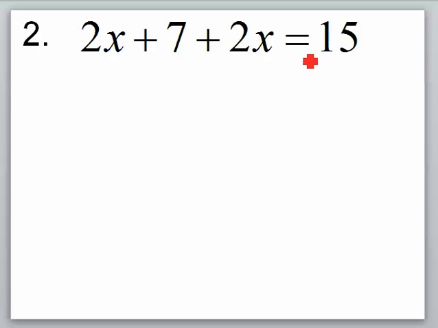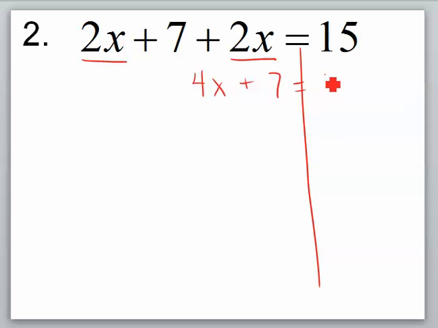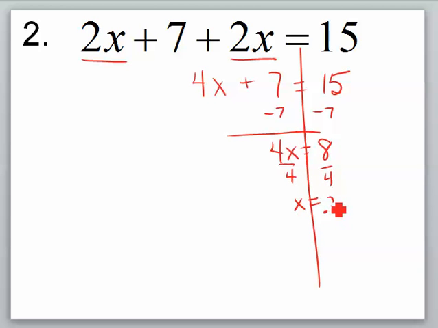The next problem I want to look at has all my variables on the left-hand side. What I can do is go ahead and combine those like terms together. So I end up getting 4x plus 7 equals 15. And now it's the same problems that we have been working with. We can subtract 7 on both sides and get 4x equals 8. Then we can divide by 4, and we end up with the answer of x equals 2.